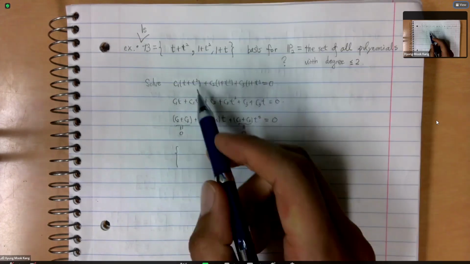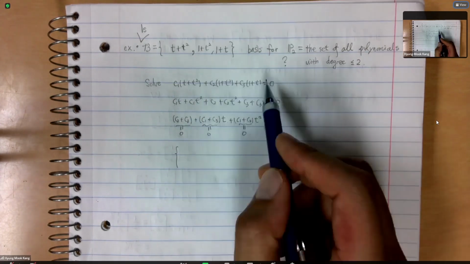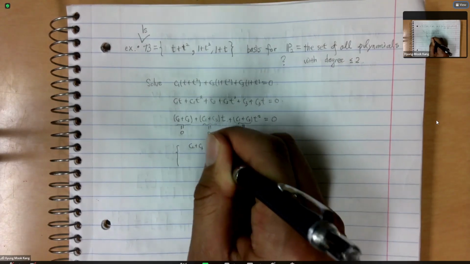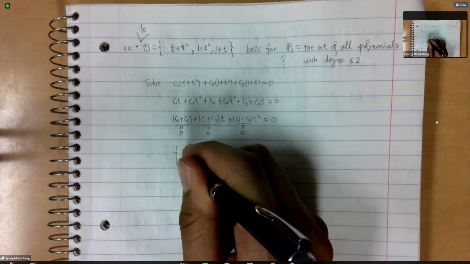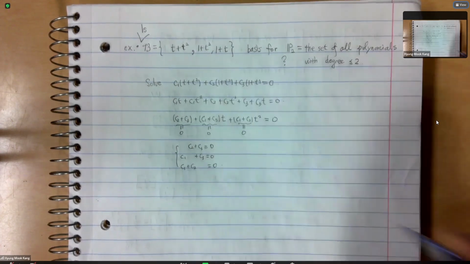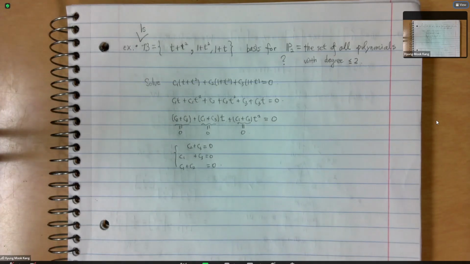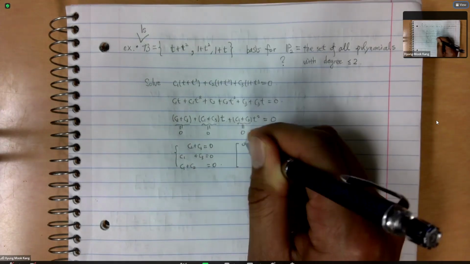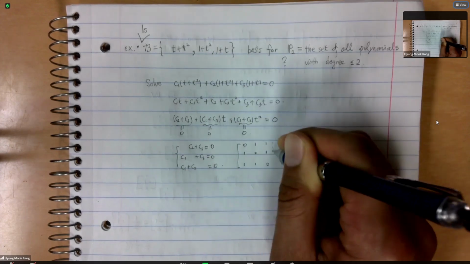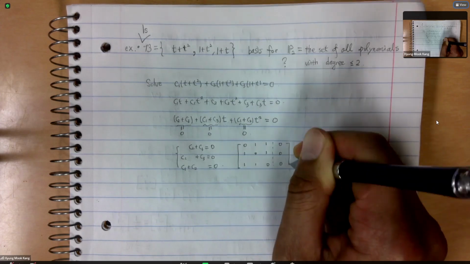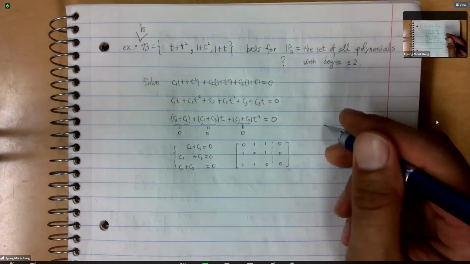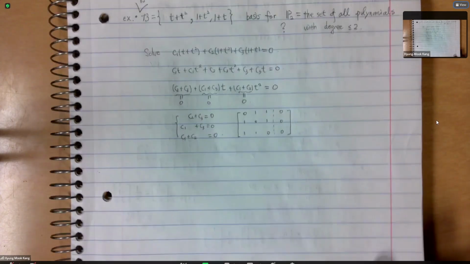Knowing the linear independence of these three polynomial vectors boils down to solving a system of linear equations: C2 plus C3 equals 0, C1 plus C3 equals 0, and C1 plus C2 equals 0. Putting this into a matrix equation, we got rows 0, 1, 1, then 1, 0, 1, and 1, 1, 0. You can ignore the zeros on the right hand side, but we put them there. What we always do is row reduce.